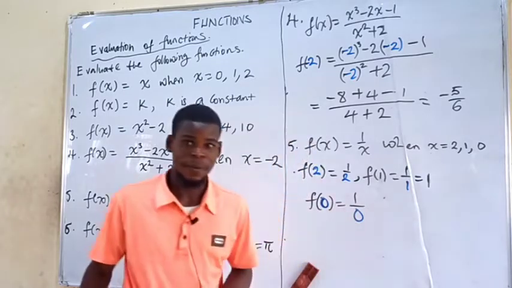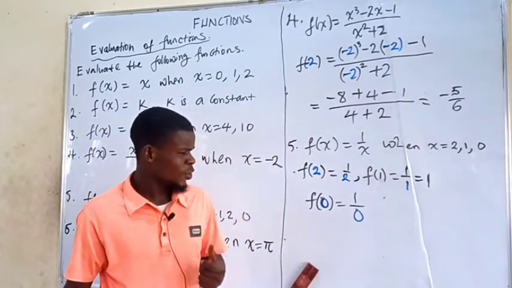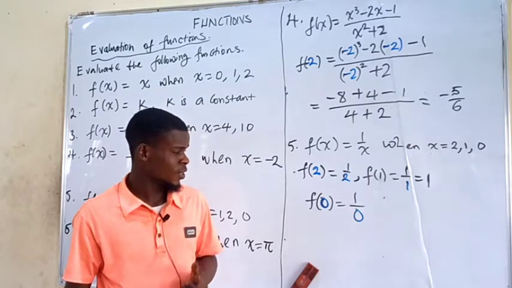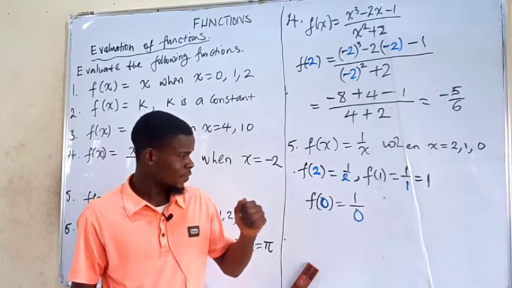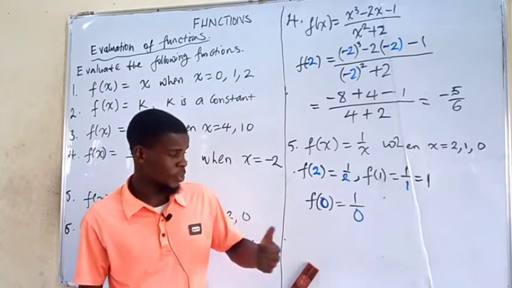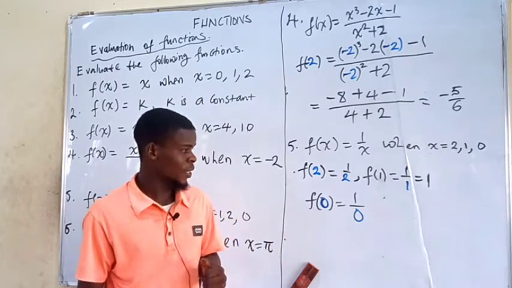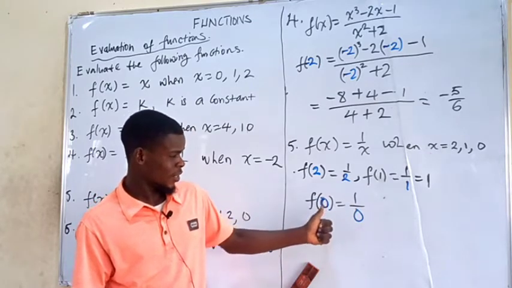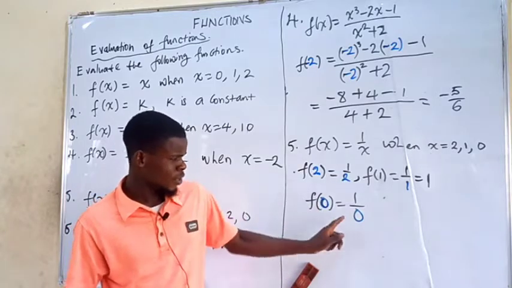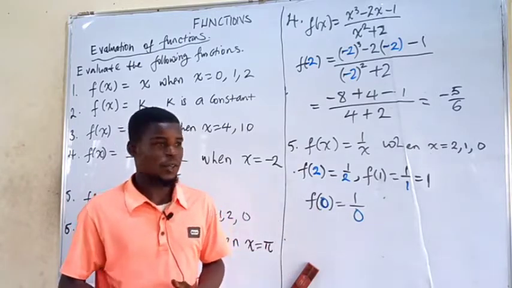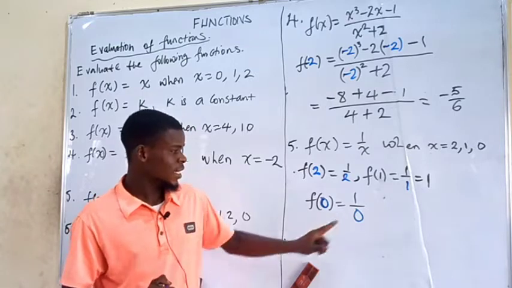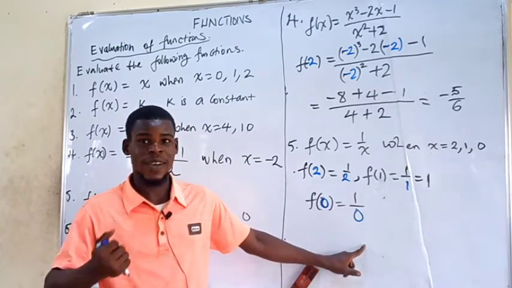Good. Now let's look at when x is 0. 1 over 0. Does this remind you of anything your teacher must have told you once? That you don't divide by 0. That is, the denominator of a fraction should not be 0. So f of 0 gives you 1 over 0, but 0 is in the denominator, which is a problem. So why can't you divide by 0? This is not defined. This is undefined, right?